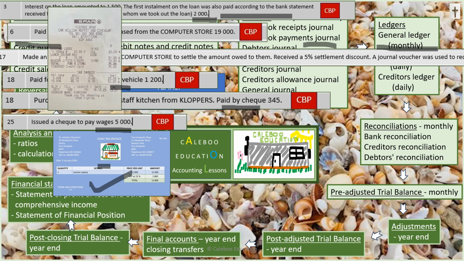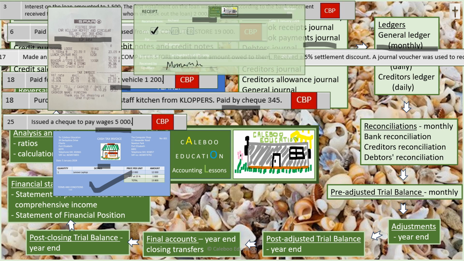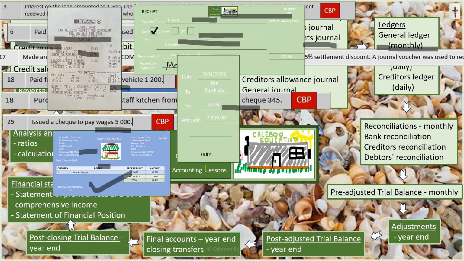When we make a payment, we normally get a slip from the shop where we've purchased items, and then we make a payment. We can get a receipt as well, so this is supporting documentation: the invoice, the slip, a receipt, and on these documents it tells you what we bought.